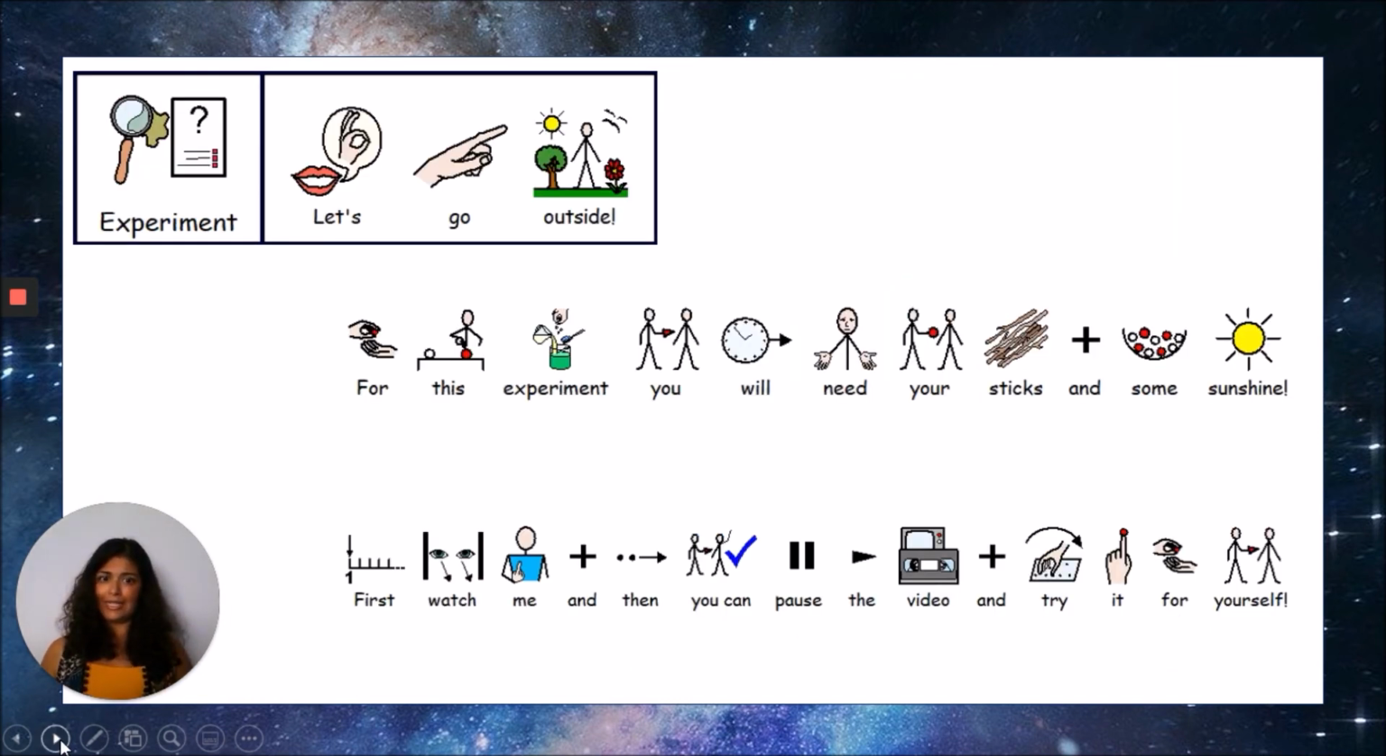So now we're going to do a little experiment. And for this, we're going to need to go outside. We're going to need to get some sticks. Remember I said you may need 2 sticks the same size and some sunshine. So you can watch my demonstration of the experiment on the next slide, and then you can pause the video and try it for yourself.